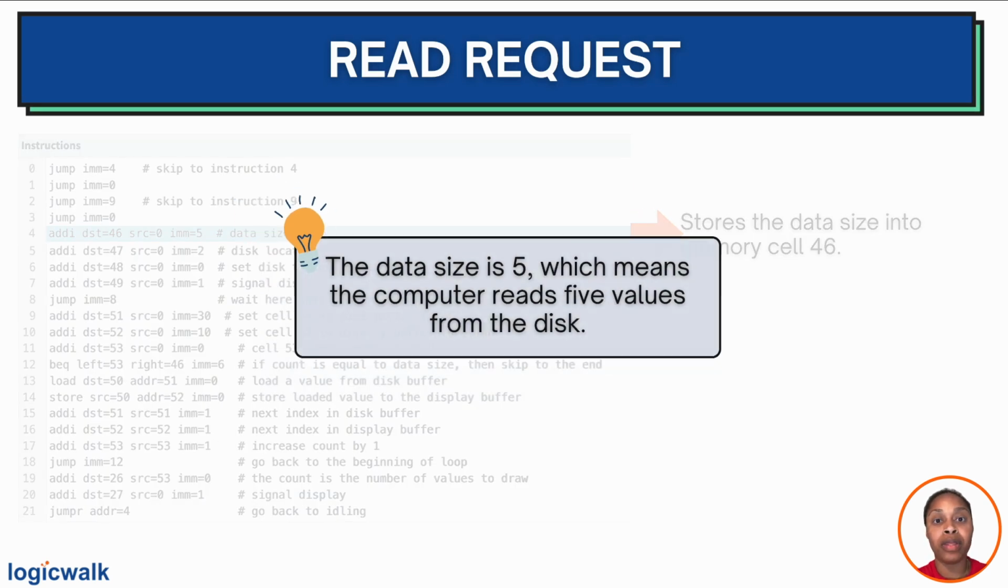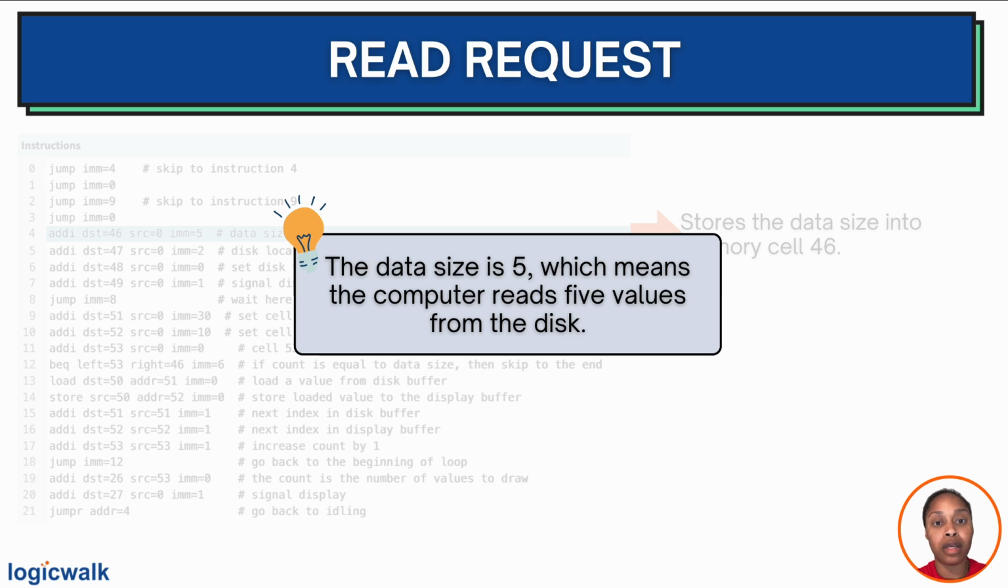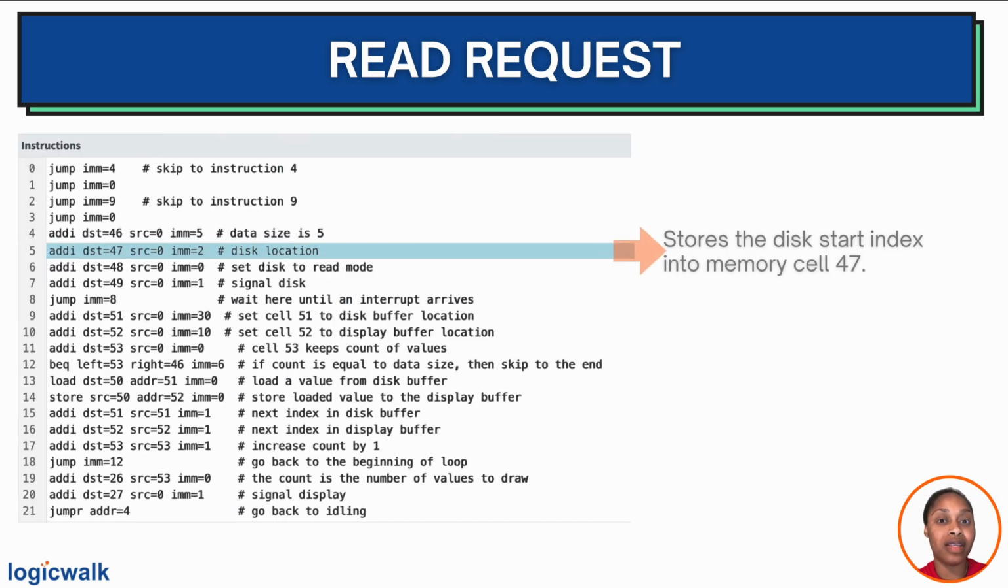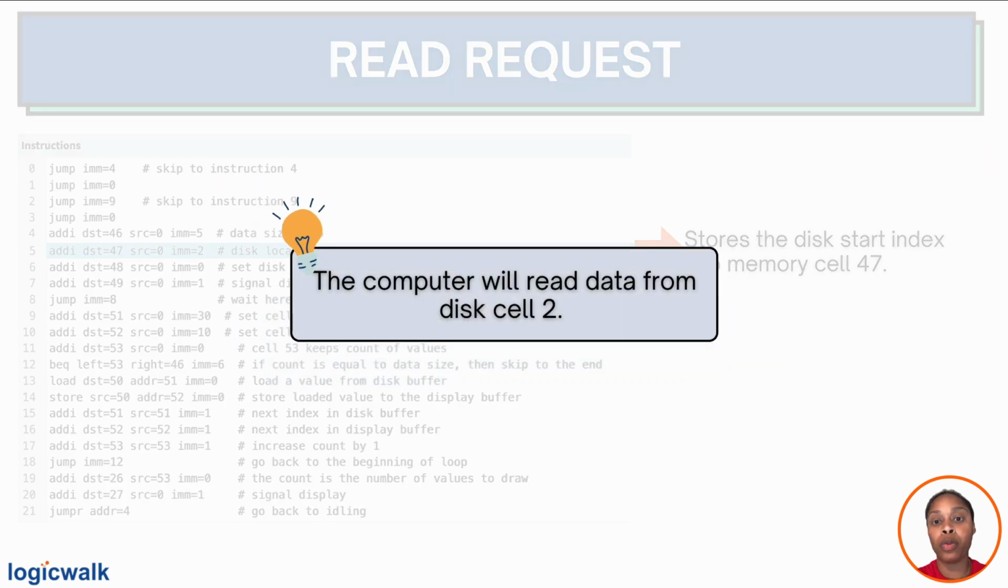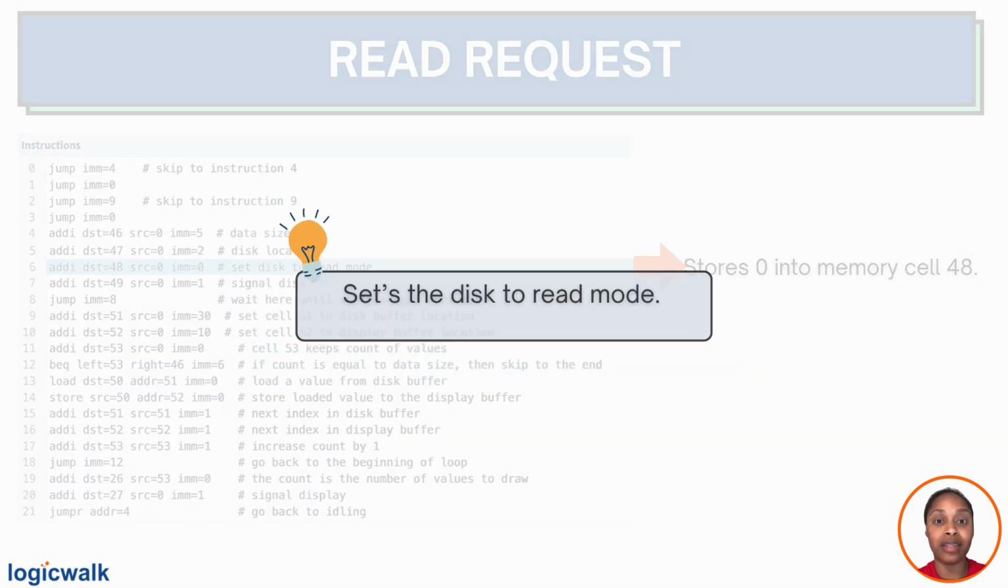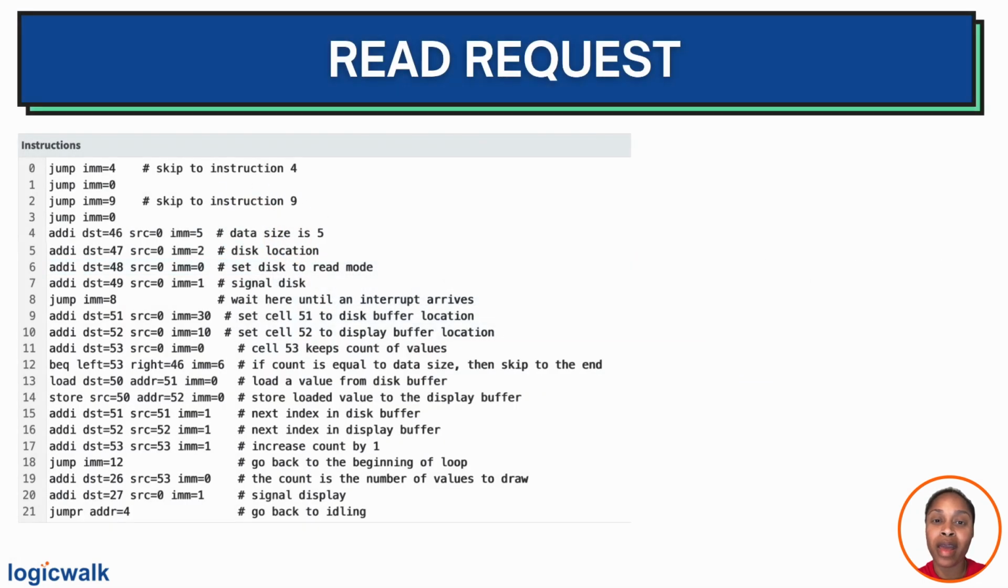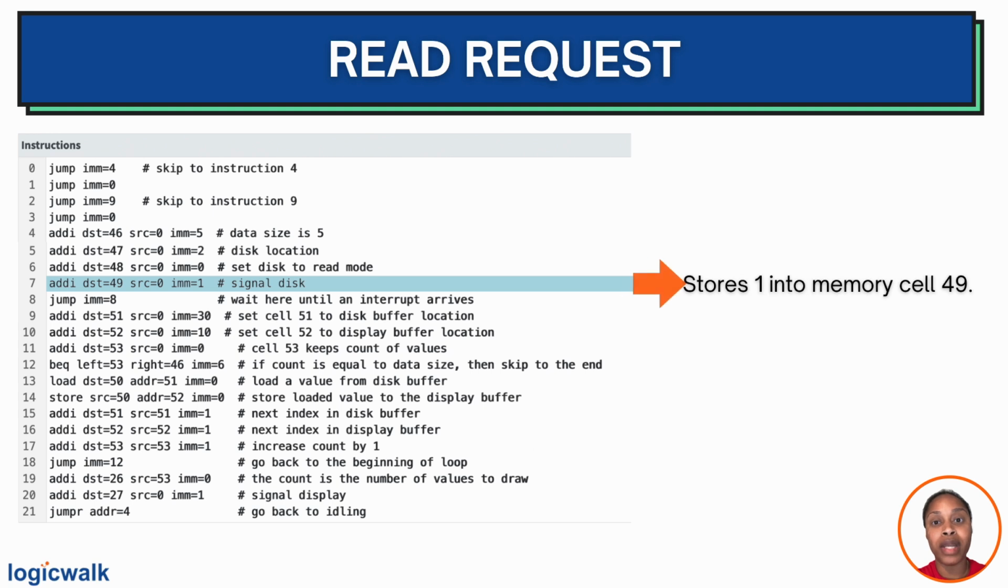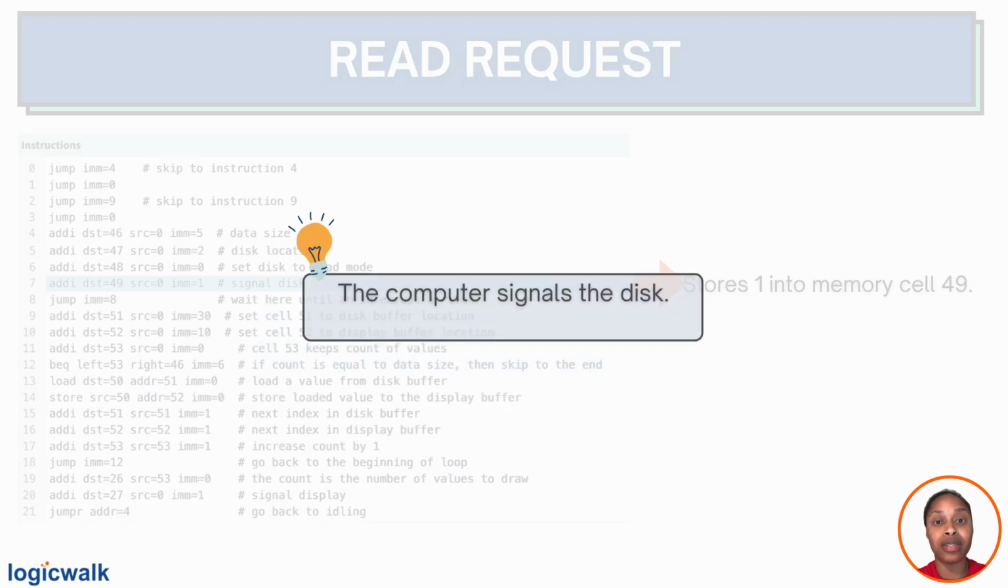For this program, the data size is 5, which means that the computer wants to read 5 values from the disk. Instruction 5 stores the disk start index into memory cell 47. In this program, the computer will start reading data from disk cell 2. Then instruction 6 stores 0 into memory cell 48 to set the disk to read mode. And finally, instruction 7 stores 1 into memory cell 49 to signal disk A.